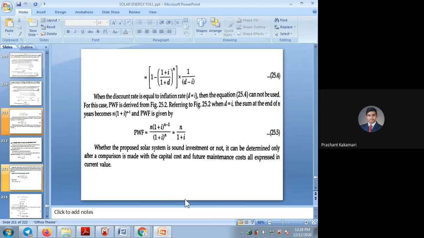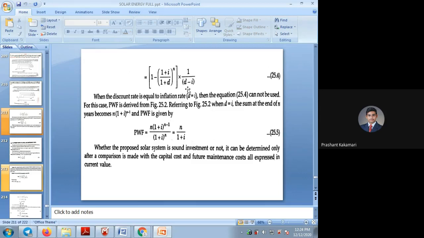So finally you can find the simplified form of the equation of the present worth factor, or the present worth value. We have given it as 1 minus the bracket (1 plus I by 1 plus d) for a given number of years, that is raised to n, into 1 by d minus I. Still, if you simplify, consider when the discount rate is equal to the inflation rate, d equal to I. Whatever increase in the money or decrease in the discount there is, if both are the same, then the above equation cannot be used. In such cases, what they are doing is substituting d equal to I.